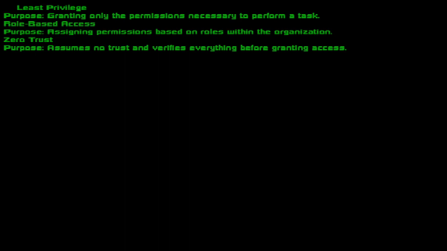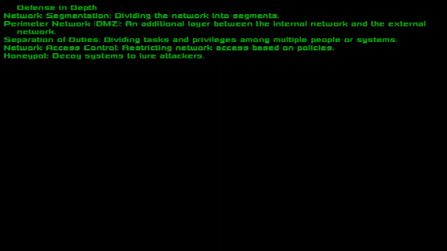Least privilege. Purpose: granting only the permissions necessary to perform a task. Role-based access. Purpose: assigning permissions based on roles within the organization. Zero trust. Purpose: assumes no trust and verifies everything before granting access. Defense in depth. Network segmentation: dividing the network into segments.